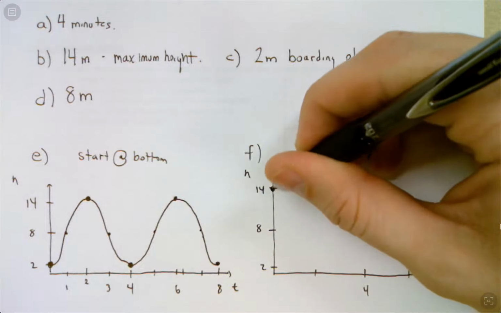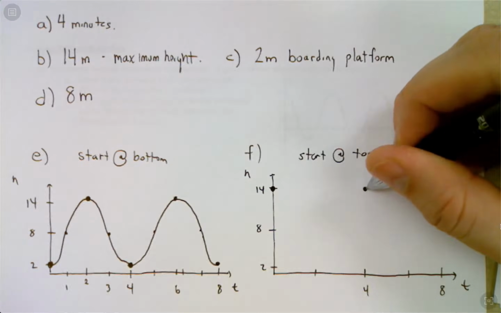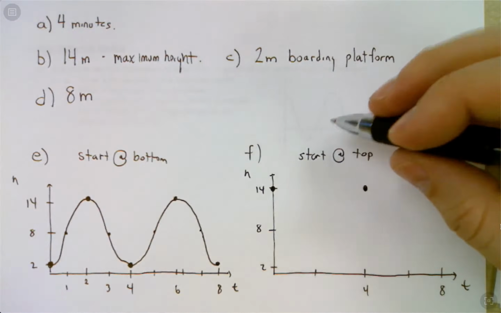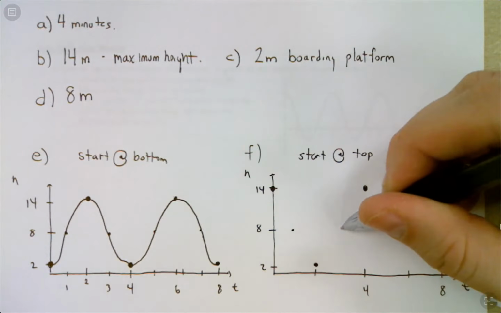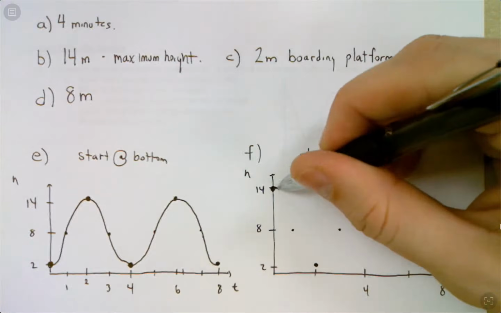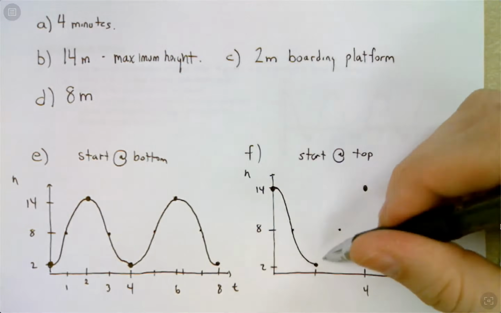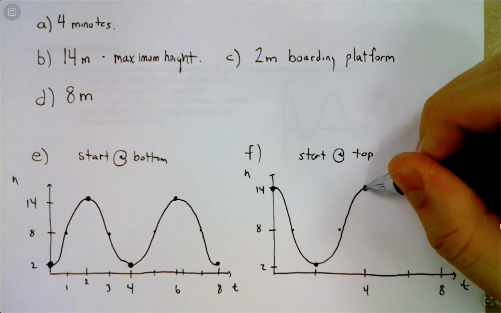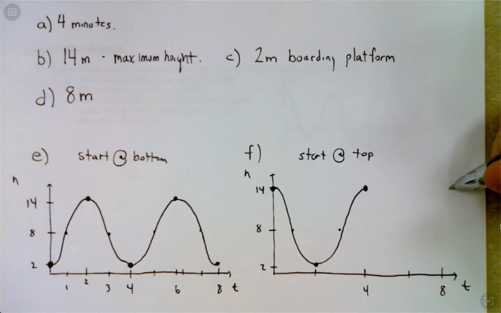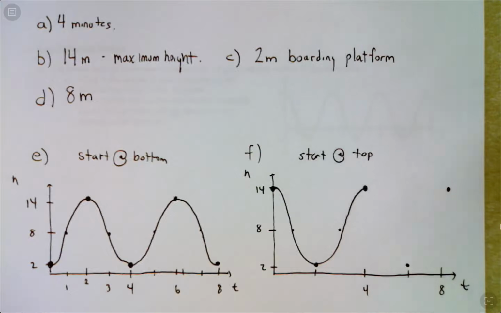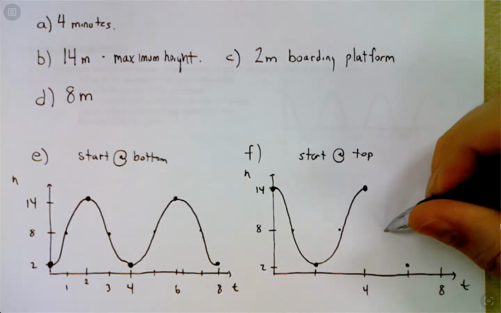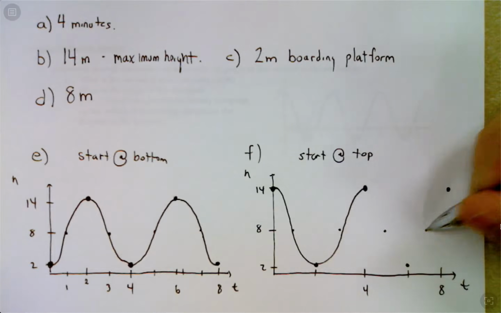Starting at the top, after 4 seconds we would be back at the top. After 2 seconds we'd be at the bottom. 1 second would put us in the middle. 3 seconds would be in the middle, and we can connect. For our second cycle, 8 seconds we'd be back at the top. 6 seconds we'd be in the middle. 5 seconds and 7 seconds.